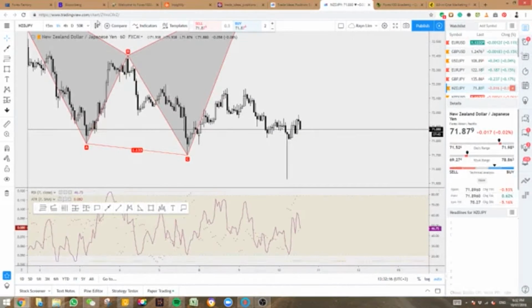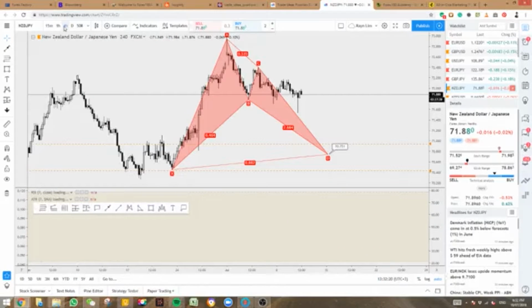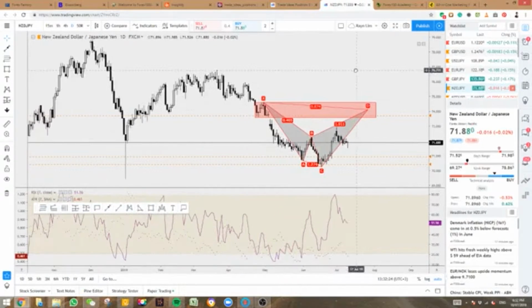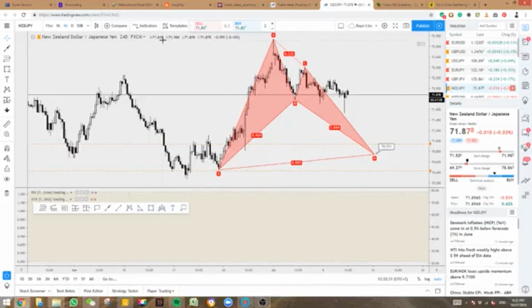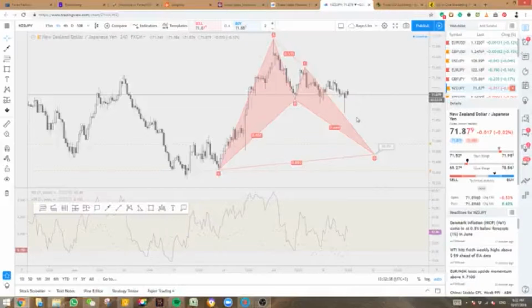Okay, back to New Zealand yen. So this is the shark pattern that I'm looking for a selling opportunity. Head down to the 4-hour chart. On the 4-hour chart, very straightforward. I got a bat pattern for a counter trend trading opportunity at 70.75. To the 1-hour chart.